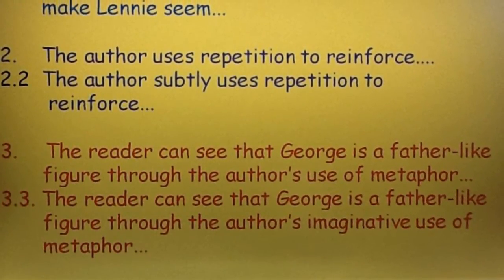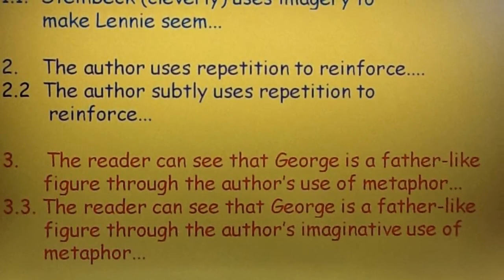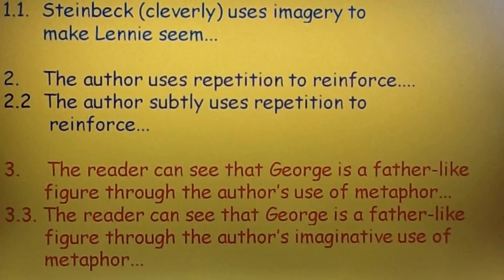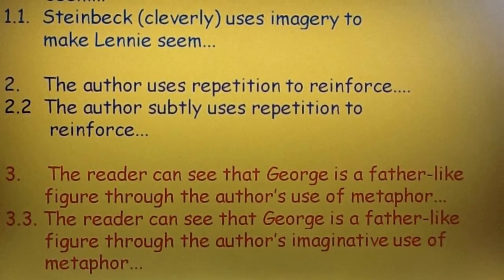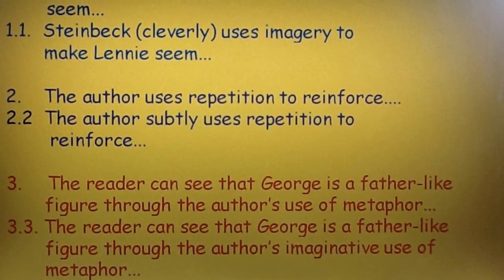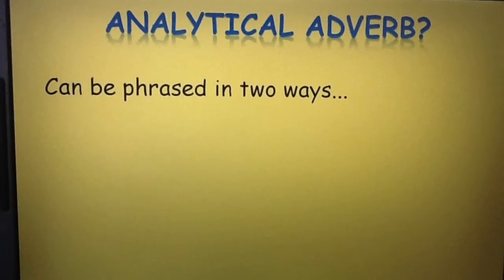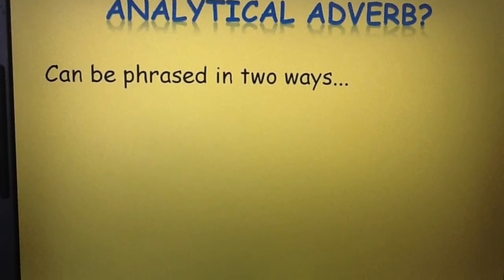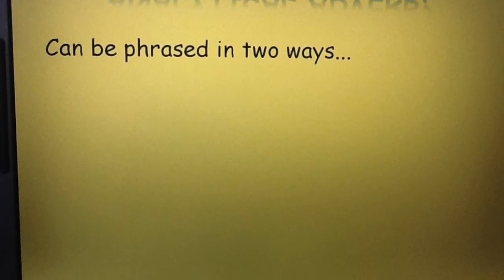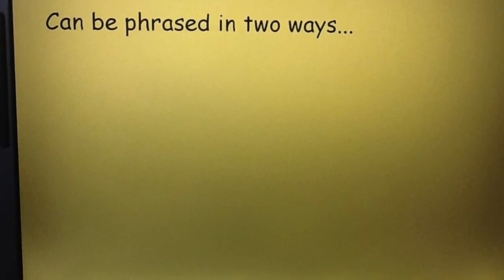And the last example here, instead of saying the reader can see that George is a father-like figure through the use of metaphor, you can say the reader can see that George is a father-like figure through the author's clever use of metaphor or imaginative use of metaphor. And again, it's just that little comment on the technique that shows a good level of analysis. Now there's not much more to it than that. It's just a matter of practicing it, and write your line as you normally would, and then insert the analytical adverb. But there are 2 different ways you can phrase it. So let's just have a look at that.